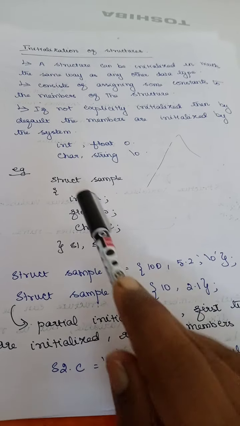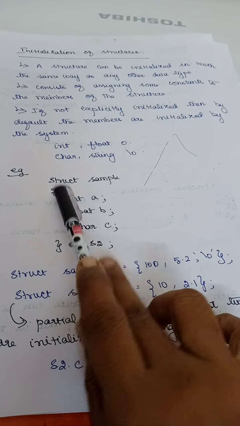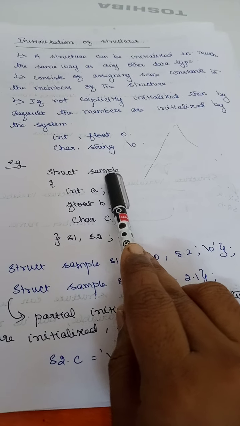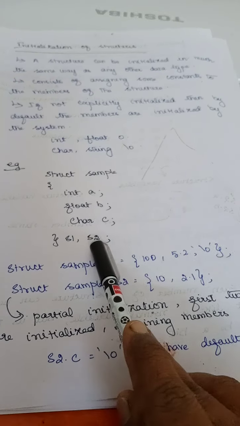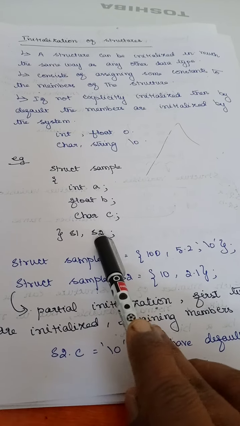So here we'll see: struct is a keyword, sample is going to be the tag name, and these are all going to be my members, and S1 and S2 are going to be my structure variables.